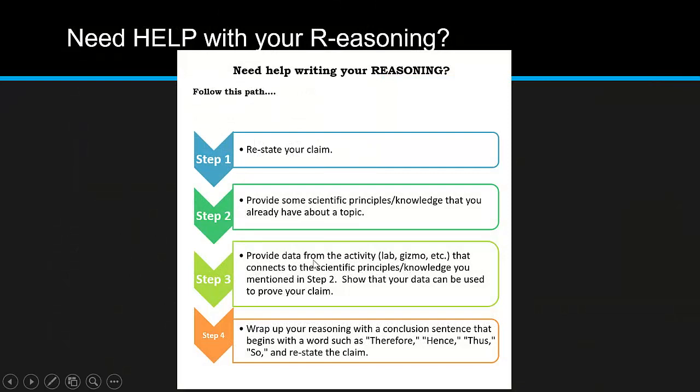Step 3, we provide data from the activity or lab that connects to the scientific principles or knowledge that we mentioned in step 2 that we learned in class. Show that your data can be used to prove your claim. And then finally, wrap up your reasoning with a conclusion sentence that begins with a word such as therefore, hence, thus, so, or to restate the claim.